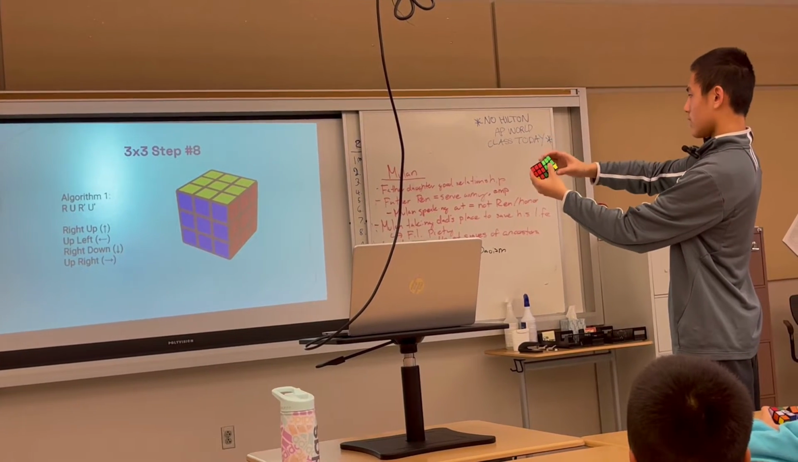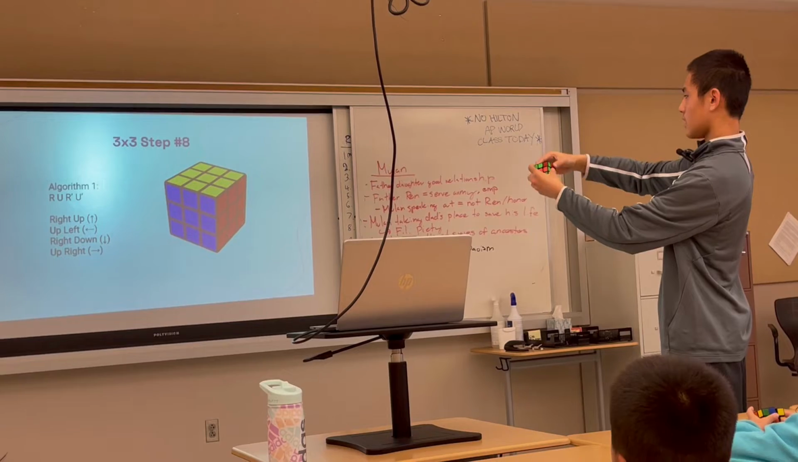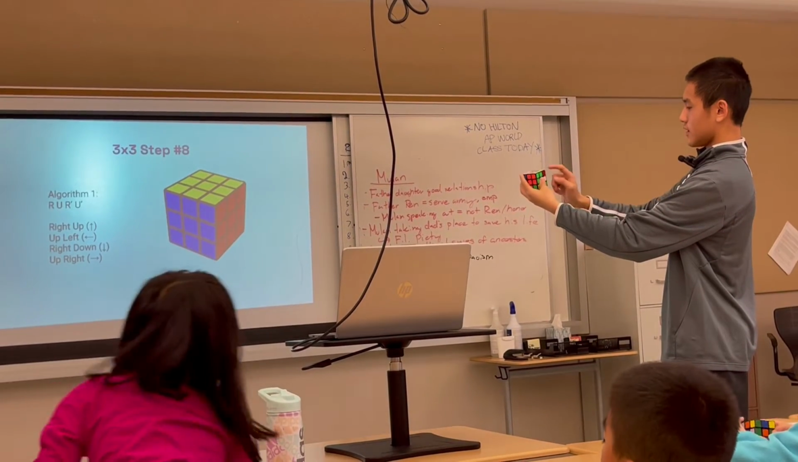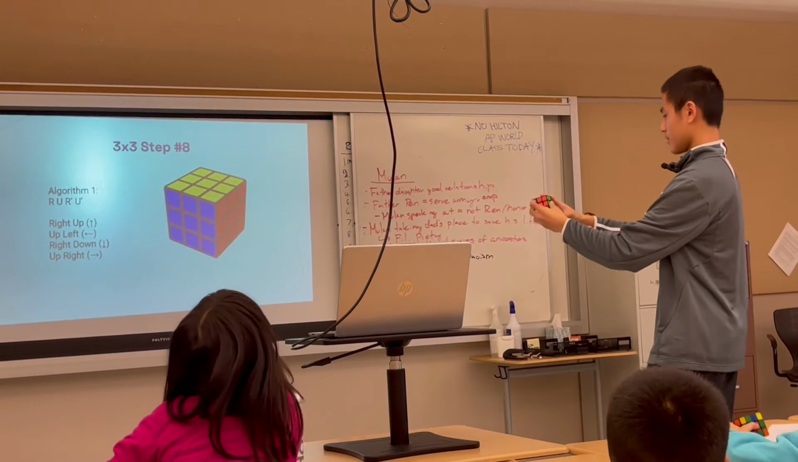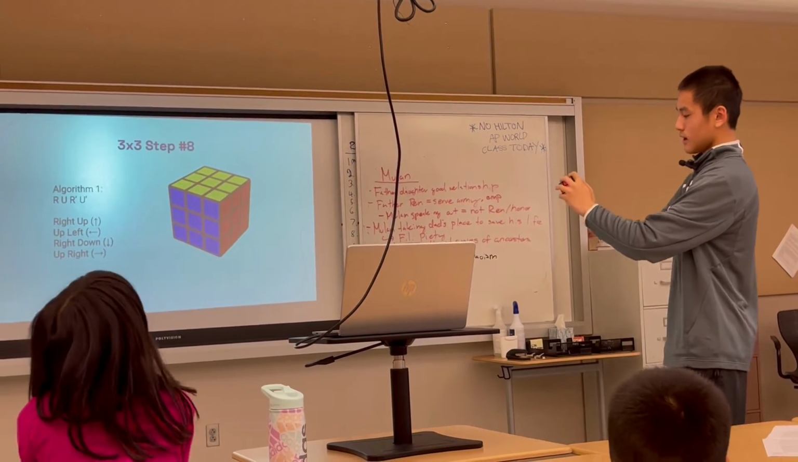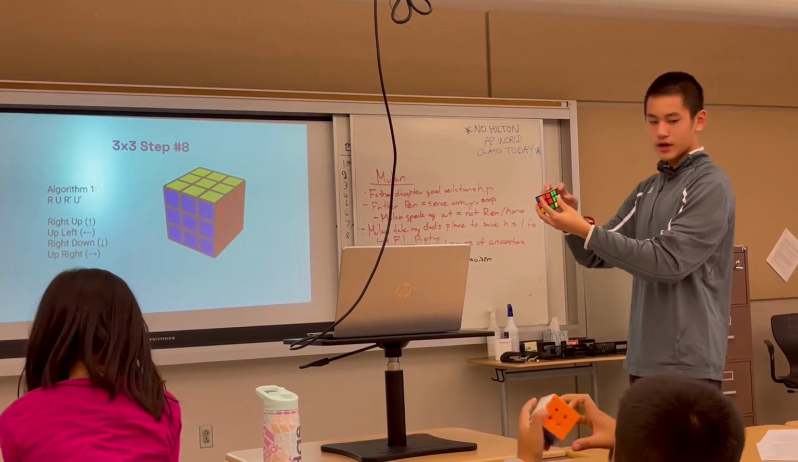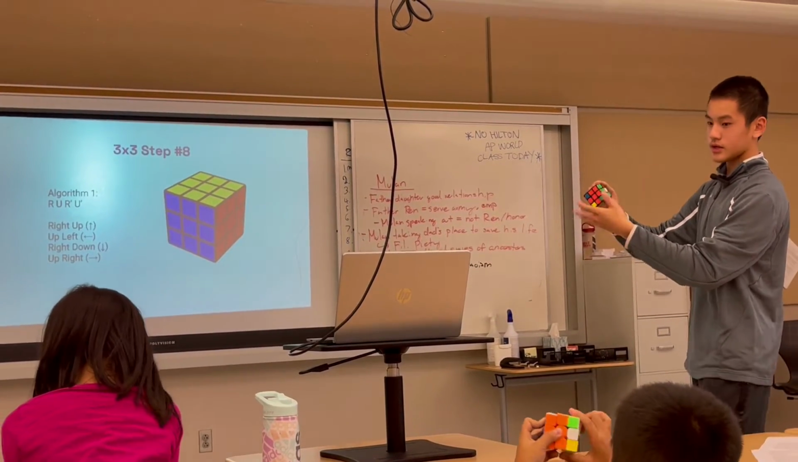So I'm going to do algorithm 1. So it's right up left, right down, up right. So check if it's solved, and it isn't. So we're going to repeat it and ignore this side. We only care about this. Yes, like 2 by 2. And we only care about this. Okay. So we're going to repeat that.